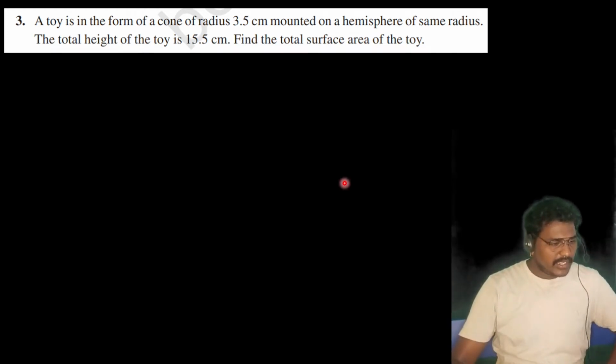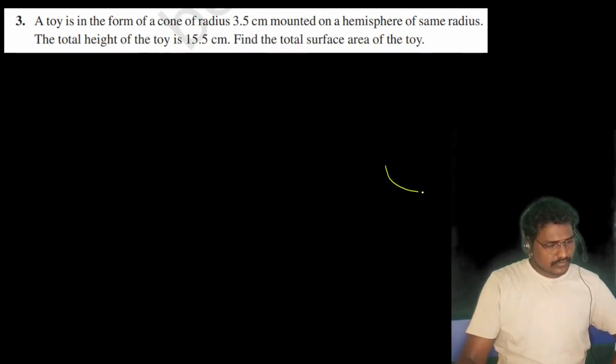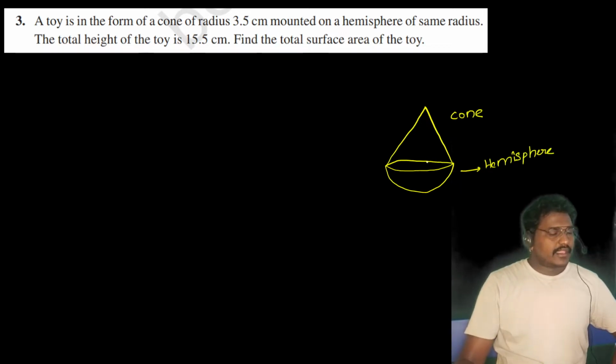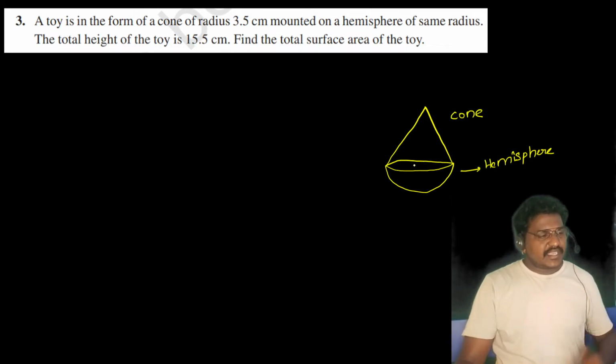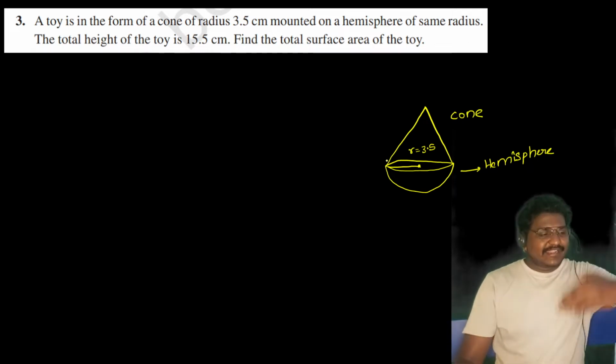Now, let me draw the diagram first. Okay, now this is our cone and this is our hemisphere. A toy is in the form of a cone mounted on a hemisphere of radius 3.5 centimeter for both. Now, the total height of the toy is 15.5.